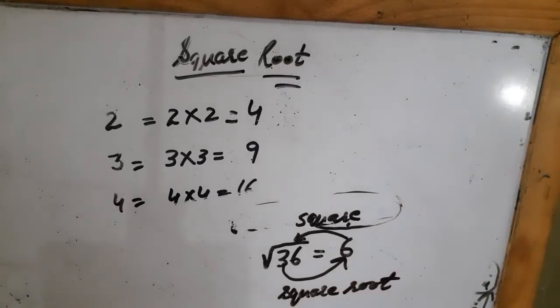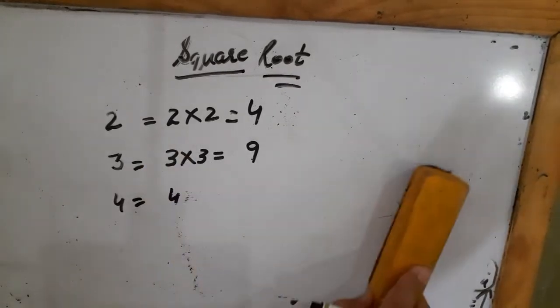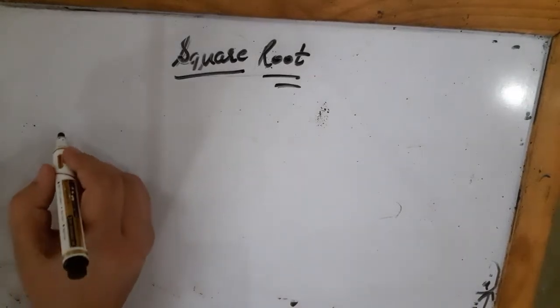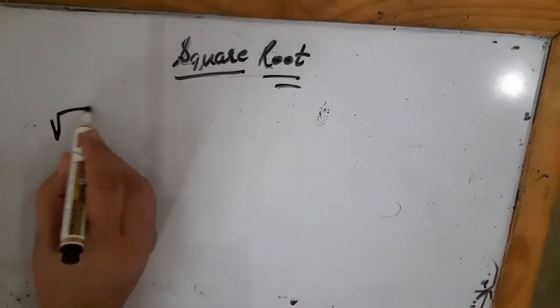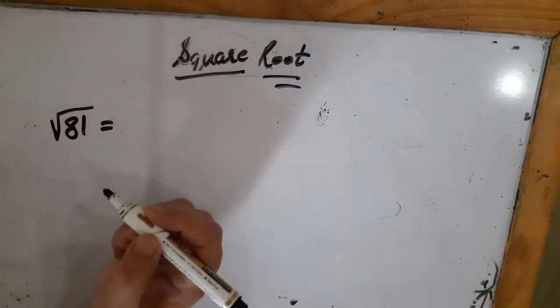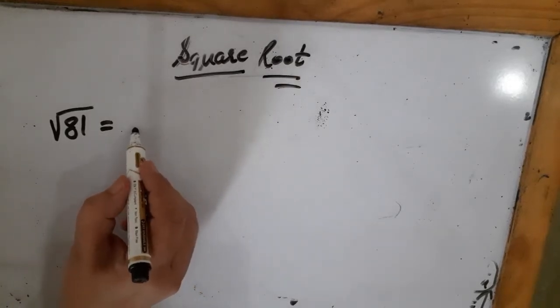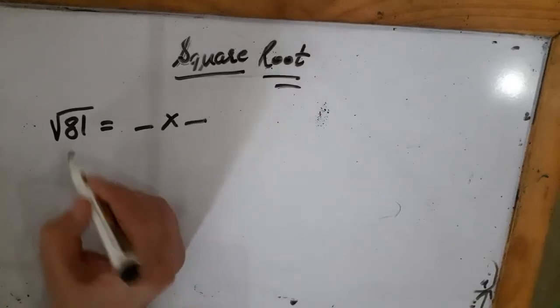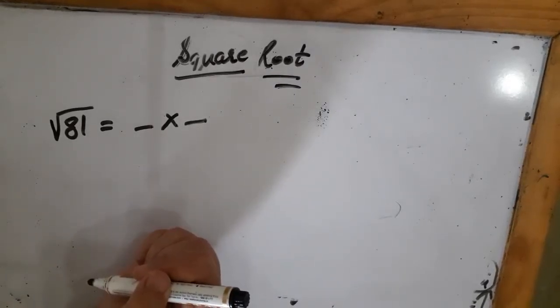So square root means I have to find a number which when multiplied by itself will give you the given number. Now let me take four more examples. Like if I take the factor, I want the square root of 81. So what it means is that I am looking for such a number which when multiplied with itself will give you 81. Can you think of that number?